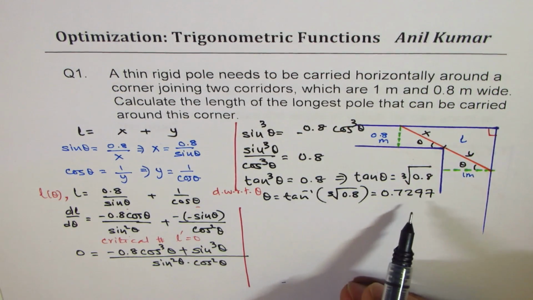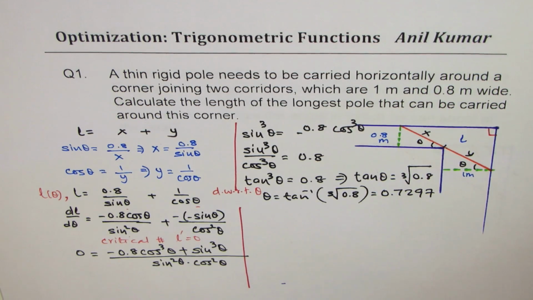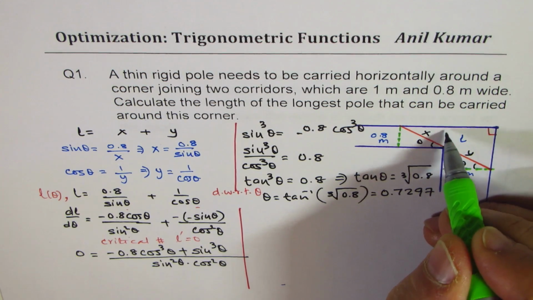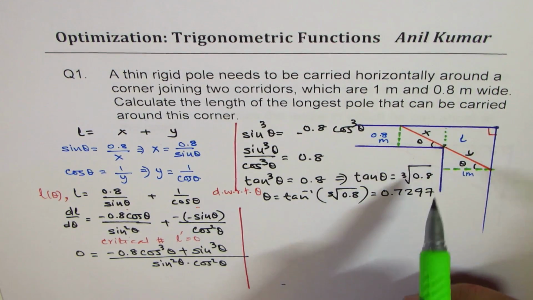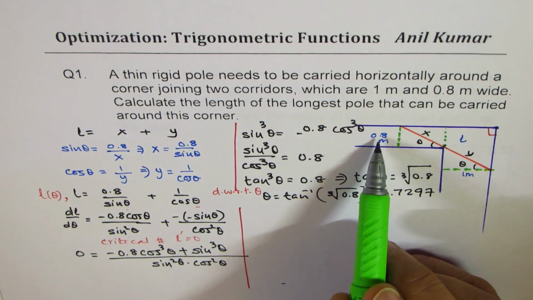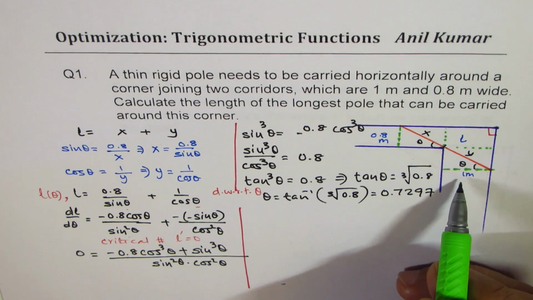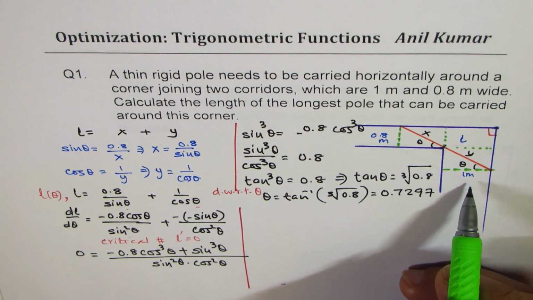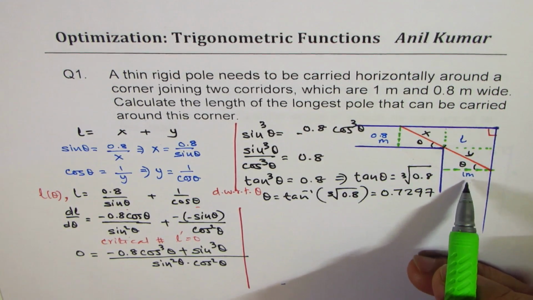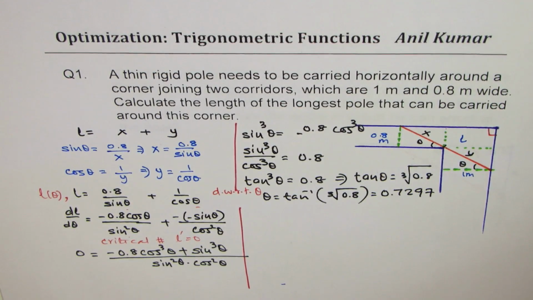Now, does this give you a maximum or not? How do you decide that? Well, we could look into two conditions. One is that you could take a rod which is kind of vertical. In that case, length is 0.8. You could take a rod which is kind of horizontal. In that case, length is 1 meter. So if our answer is more than 1 meter, that is maximum. Is that okay? So those are the two limits.